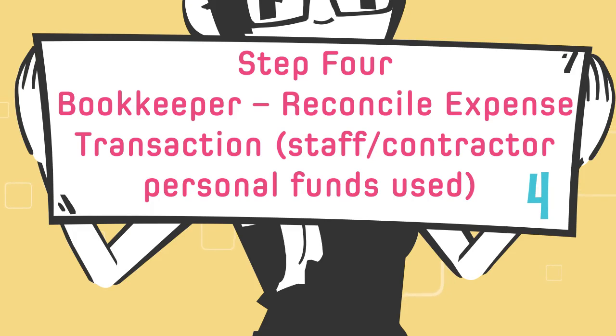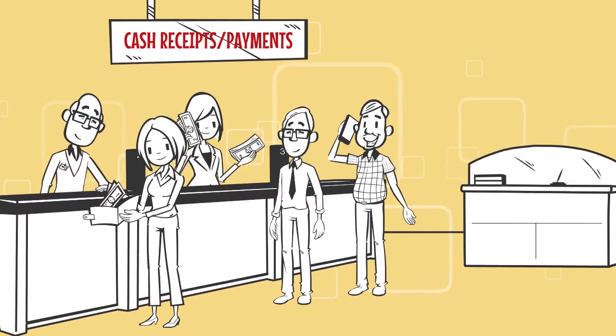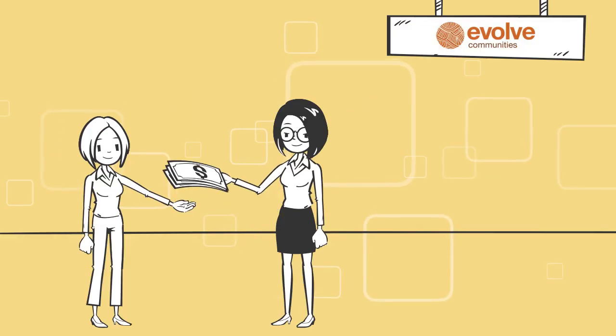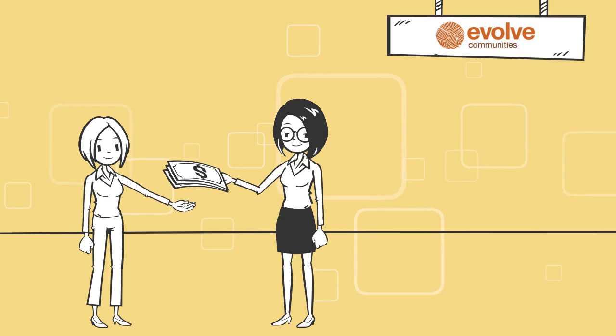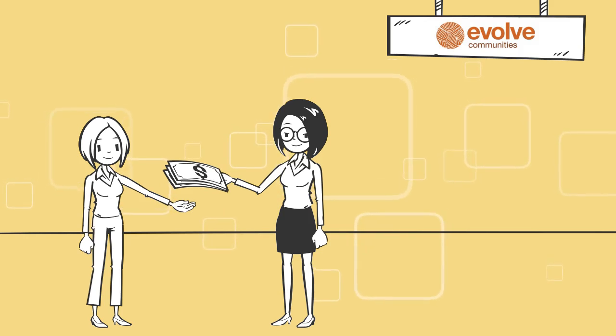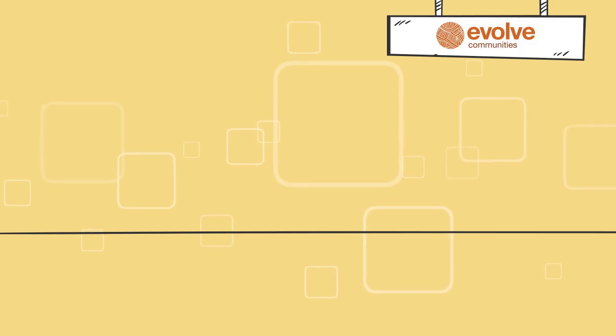Step 4. Bookkeeper. Reconcile expense transaction when staff or contractor use their personal funds. So when a staff member or contractor has paid for an expense item of their own funds, Evolve needs to reimburse this person. In this case, until Evolve has paid the staff member or contractor back, there will not be a transaction to reconcile in the bank feed.